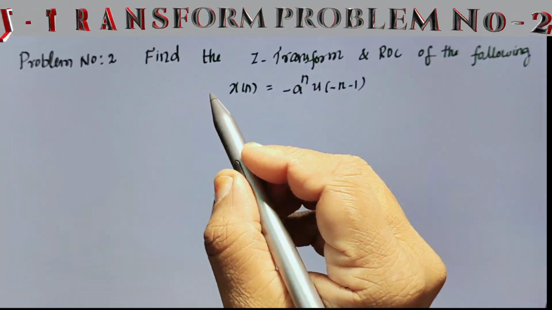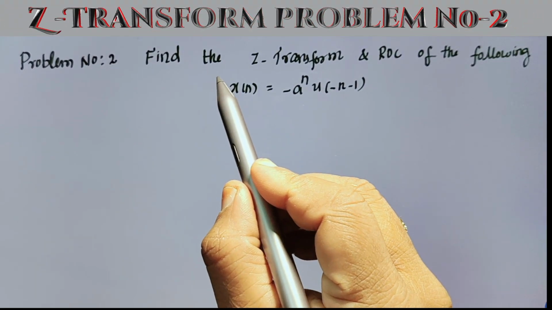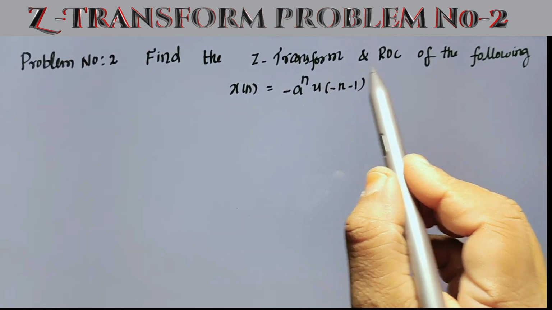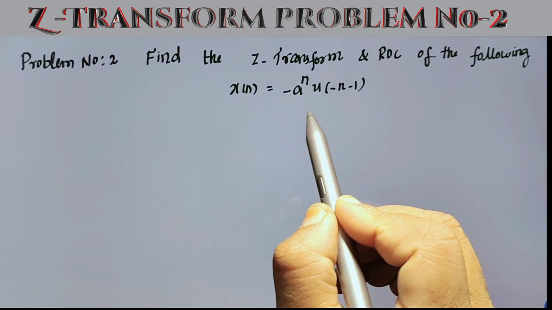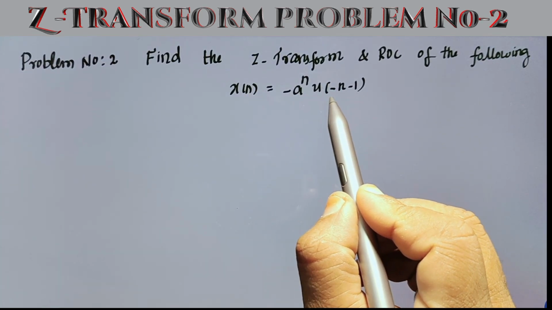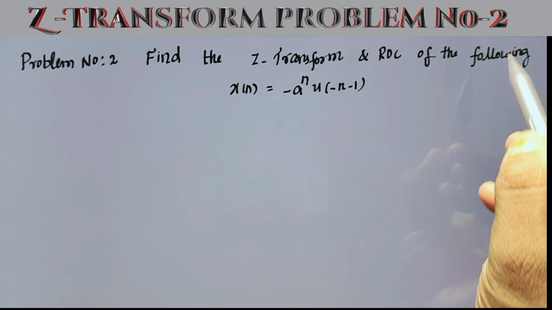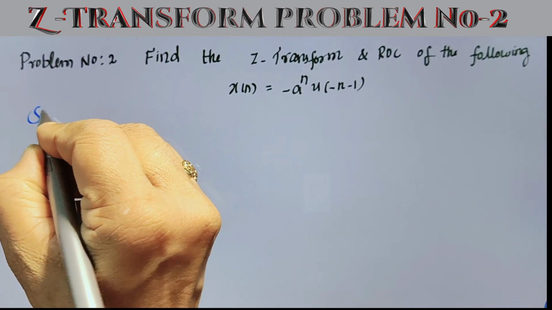Hello everyone. In this video, let me discuss Z-transform problem number 2. Find the Z-transform and ROC of the following: x of n equal to minus a power n u of minus n minus 1. Write the solution.